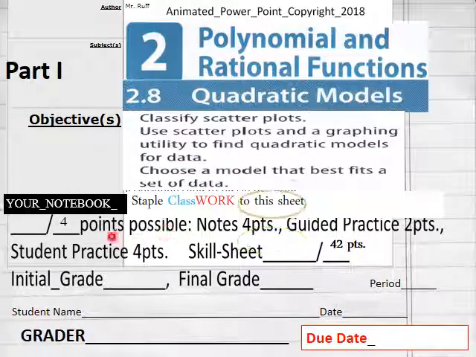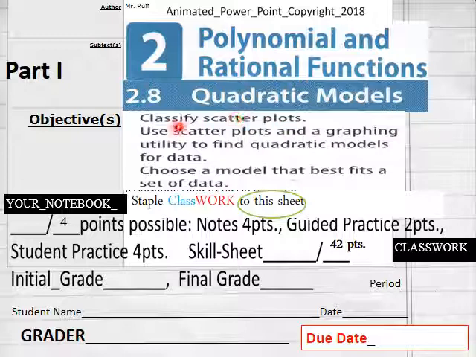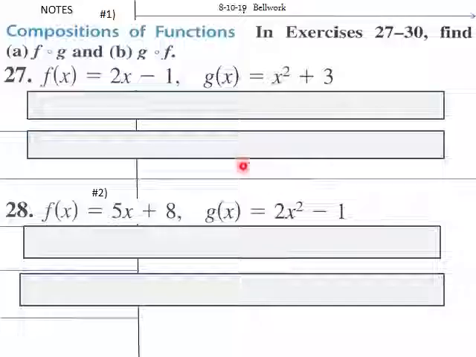2.8 part 1, you've got 4 points here of notebook taking and 42 points here in your classwork today. Quadratic models, classifying scatter plots. Use scatter plots and a graphing utility to find quadratic models for data. Then choose a model that best fits the data.